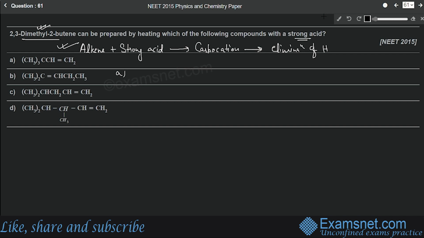Now in the first option we have CH3 thrice. That means 3 methyl groups are attached to this carbon. So let's write it like this. Then CH double bond CH2. Now what we have discussed, in the first step there will be attack of a proton at the double bond. It will lead to the formation of a carbocation. So the carbocation that will be formed will look like this: 3 methyl groups on this carbon, then here CH with a positive charge, and then a single bond to CH3. This is the carbocation that is formed.